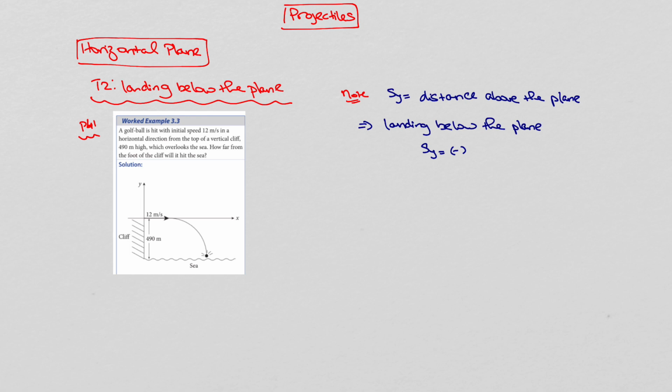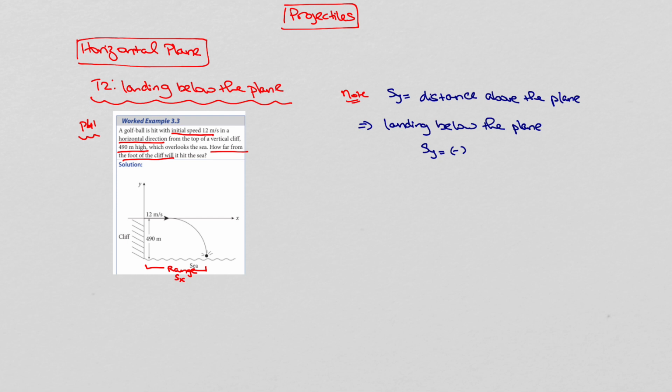So if we look at this example in Oliver Murphy's book, page 41, we have a golf ball is hit with an initial speed of 12 metres per second in a horizontal direction from the top of a vertical cliff, which is 49 metres high and overlooks the sea. And we're asked how far from the foot of the cliff will it hit the sea. In other words, if we look at this diagram, our range is the distance from the cliff face to where it lands. In other words, that's S in the X direction.